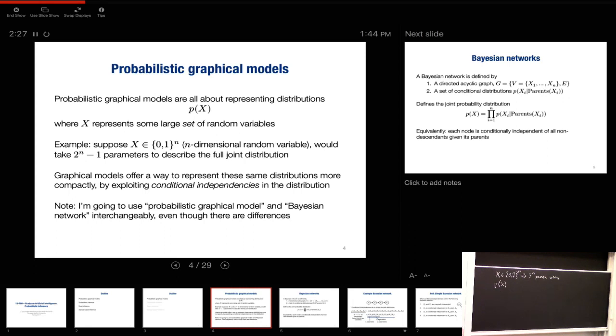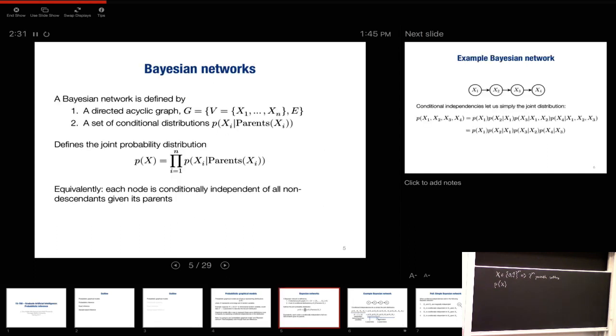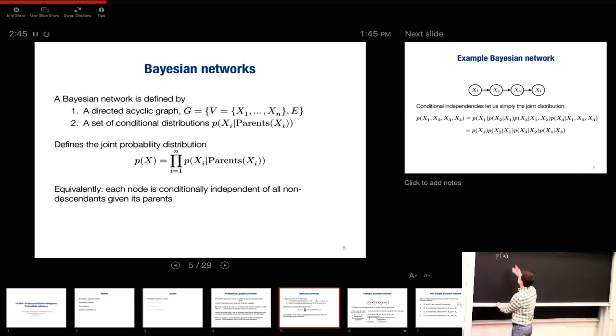And formally, it's represented by two things. This is the formal definition. I'll try to give a lot more intuition about what it is actually saying about these random variables, but I want to give the formal definition first, and I'll try to elucidate some of the details. So a Bayesian network is specified by two things. A graph G, which contains a set of vertices and edges.